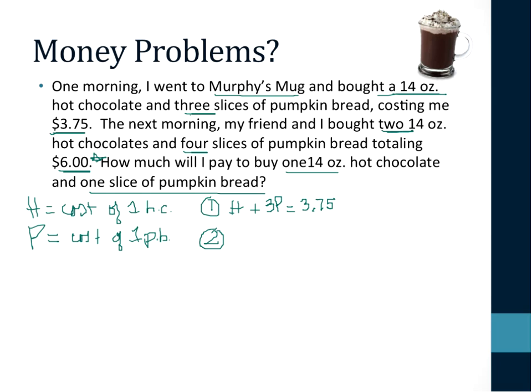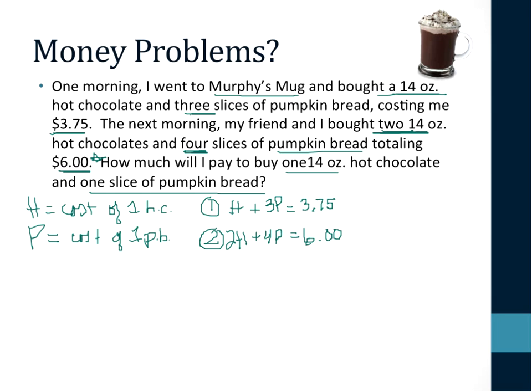Thanks, Katie. So we've got 2 hot chocolates, which you got from right here. And we have 4 slices of pumpkin bread. And the total cost is $6. Okay? To me, that's the hardest part. Coming up with my variables and coming up with my 2 equations.